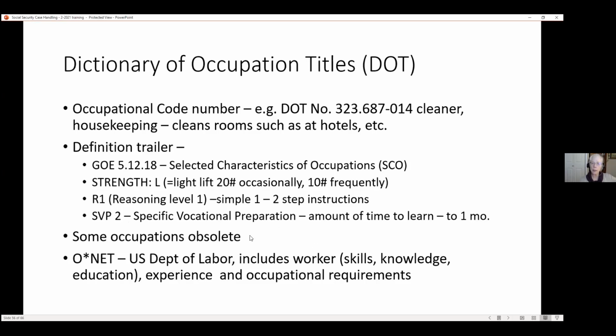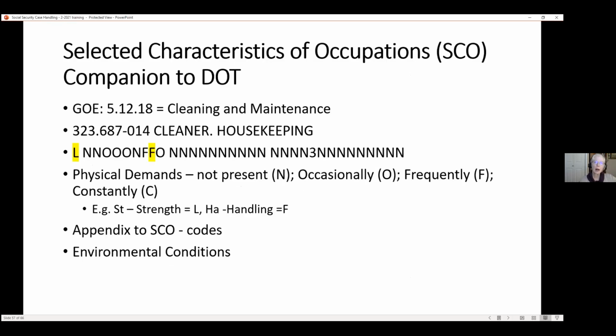You can ask about that at the hearing. You can ask the vocational expert, so is that the job? Does that clerk typist job even exist in the world anymore? Only politer than that, but that's the question. O*NET is actually where the jobs that exist in the real world are. If you go to the SCO, you will find more information about particular jobs.